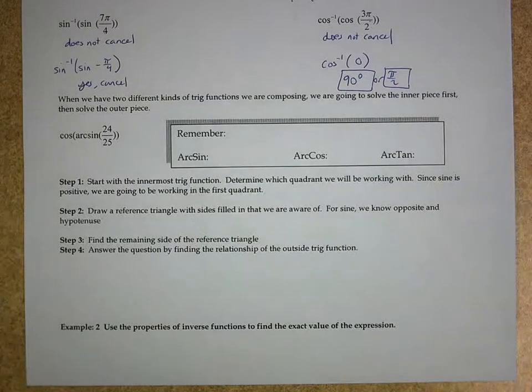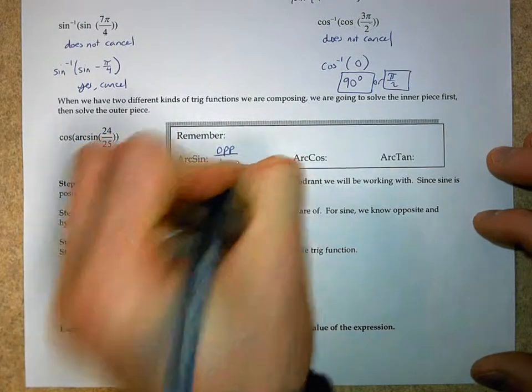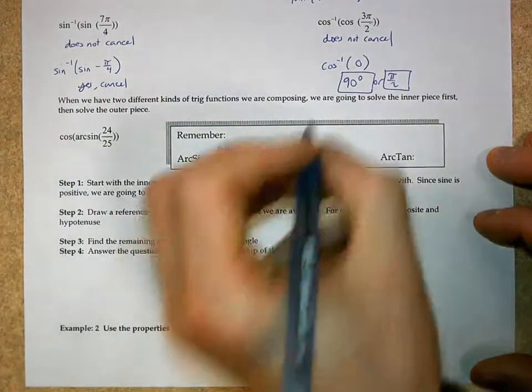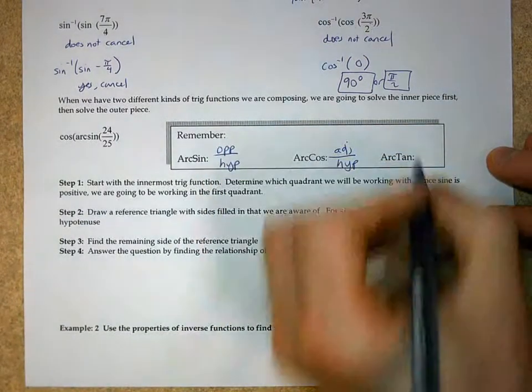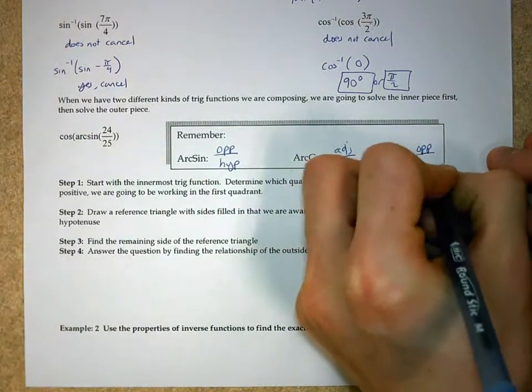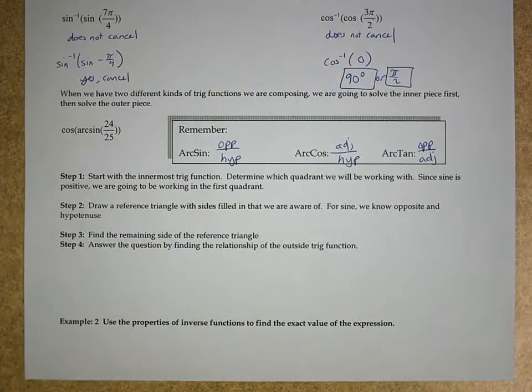Arcsine, arccosine, and arctangent have the exact same relationships as sine, cosine, and tangent. Remember, arc is just saying what angle created that measurement. So arcsine is still going to be opposite over hypotenuse when we set up our reference triangle. Arccosine is going to be adjacent over hypotenuse. And arctangent is opposite over adjacent. So those relationships are still the same.